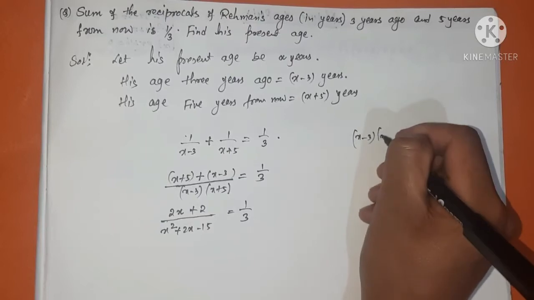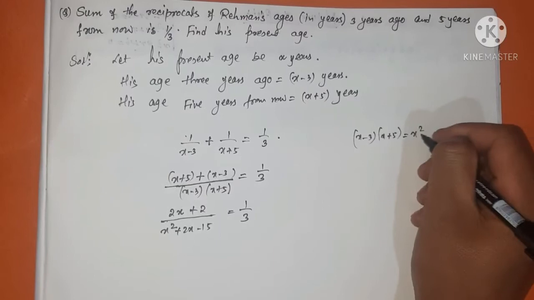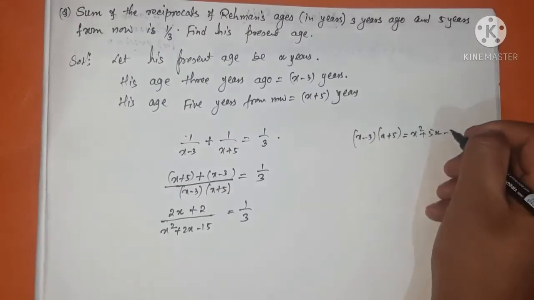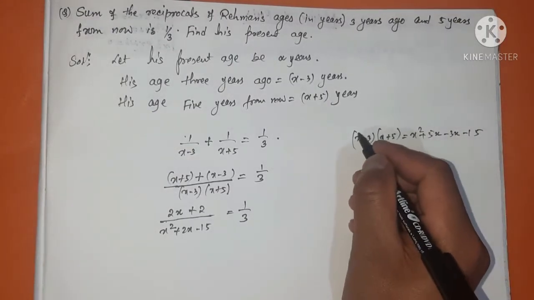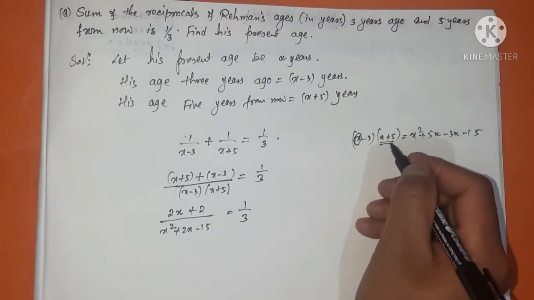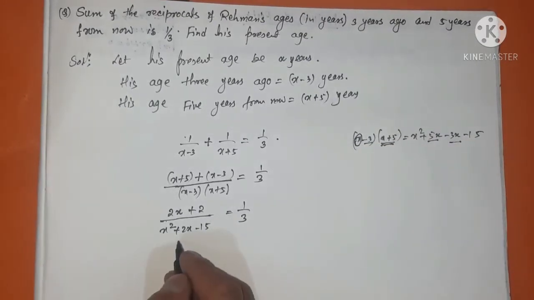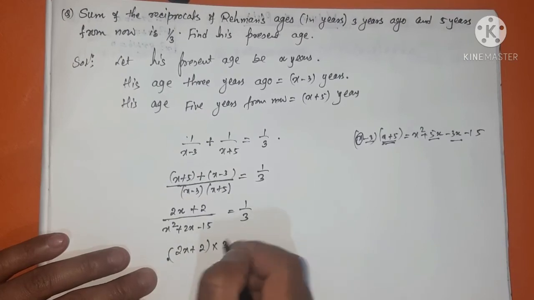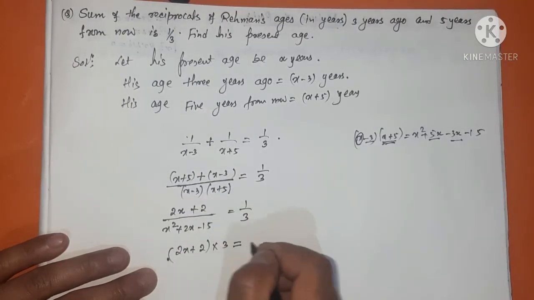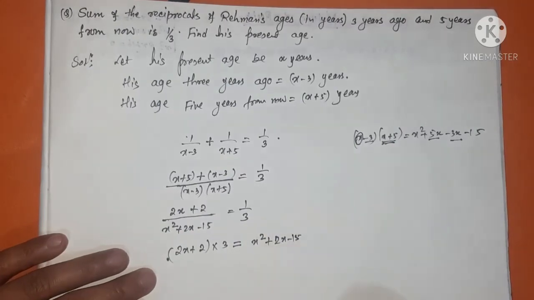x minus 3, x plus 5 equals, you multiply in a simple way, x into x square plus 5x minus 3x minus 15, right? With this x you need to multiply both. Again with minus 3 you need to multiply both. You get this? That is 5x minus 3x is 2x. I have written directly. So this is your 2x plus 2 into 3, this and this cross multiplication, equals x square plus 2x minus 15 into 1 is as it is.